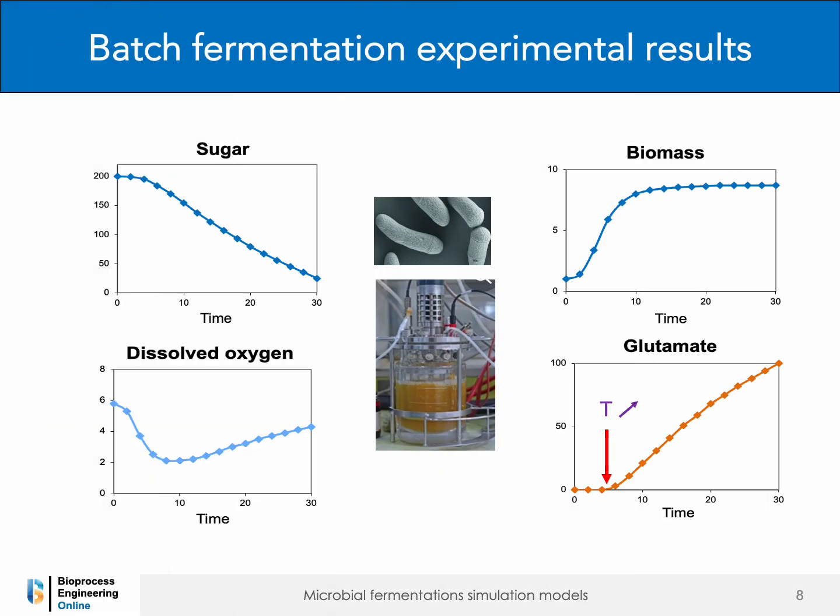With these bacteria, the dynamics of batch fermentation exhibit distinct patterns. The sugar concentration steadily decreases throughout the entire fermentation. The dissolved oxygen concentration follows a more complex trajectory. It declines rapidly, reaches a minimum, and then rises again. The bacterial biomass concentration increases slowly at first, then more rapidly, before eventually reaching a stationary phase. The glutamate concentration begins to increase following the temperature shift.